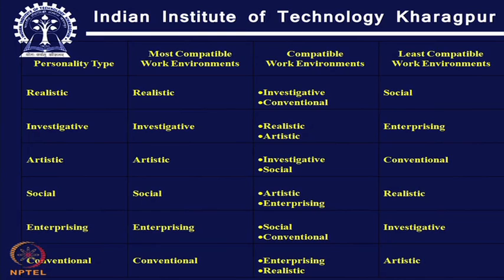For social, the most compatible work environment is social, followed by artistic and enterprising, and the least compatible is realistic. For enterprising, the most compatible work environment is enterprising, followed by social and conventional, and least compatible is investigative. For conventional, the most compatible work environment is conventional, followed by enterprising and realistic, and least is artistic.